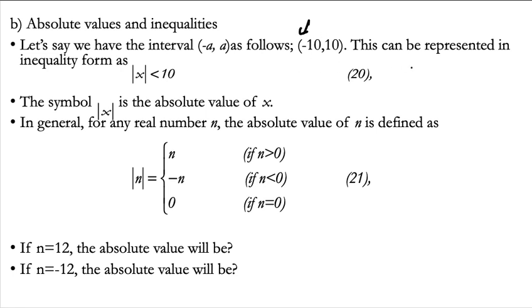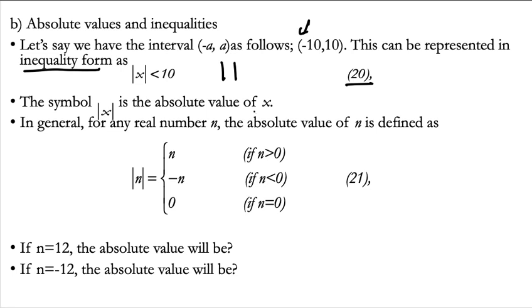Okay. Now, minus 10 and 10 can also be represented in another form, that is in inequality form. How do we represent it? It is in the form of expression 20. Now, expression 20 says what? The absolute value of x must be less than 10. So, the symbol of x with the vertical straight lines like this is actually the absolute value of x.